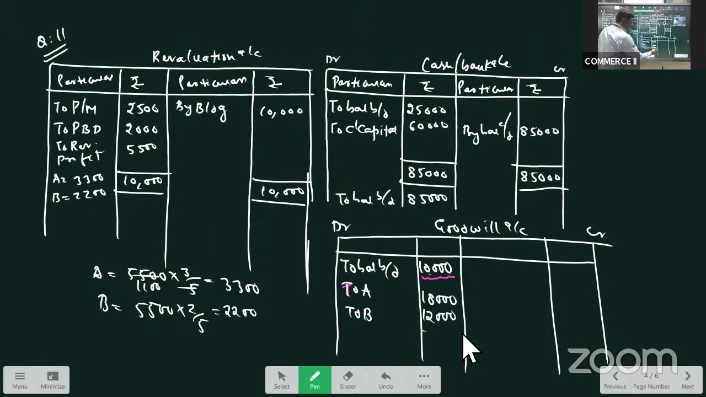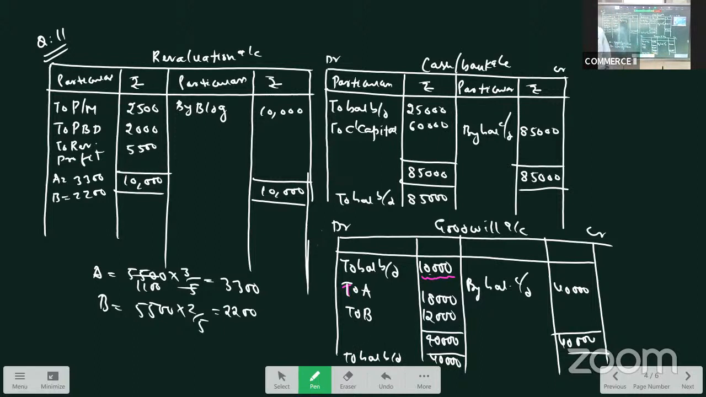So now it is 40,000 by balance carried down, 40,000, and to balance brought down, 40,000. Again, goodwill is showing a debit balance. So the goodwill amount will appear on the asset side of the new firm.